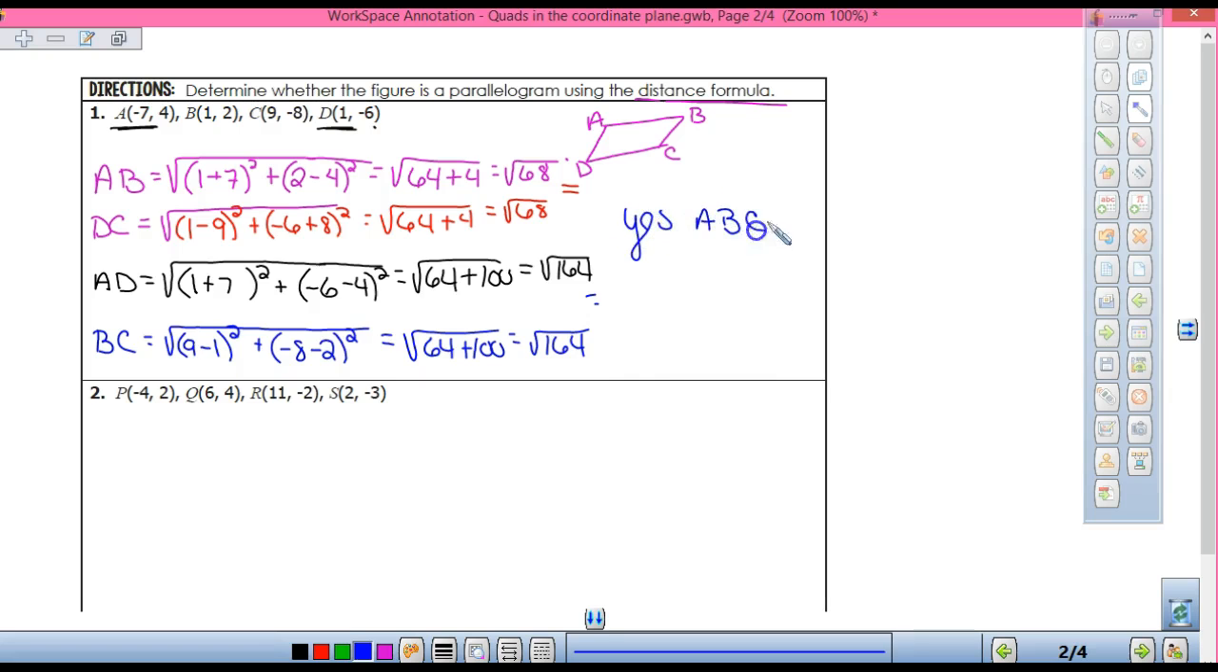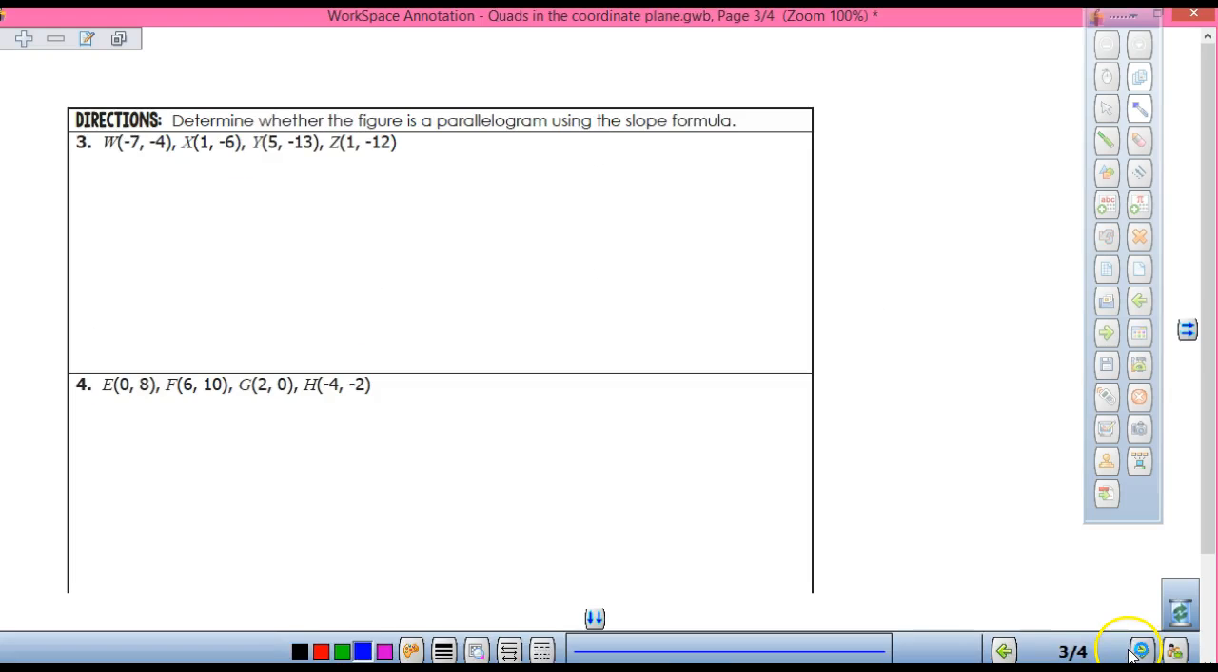A, B, C, D is a parallelogram. If they were not congruent, what would I say? I would say, no, it's not a parallelogram. Okay? So then, if you flip it over, the second part says we're going to use the slope formula.